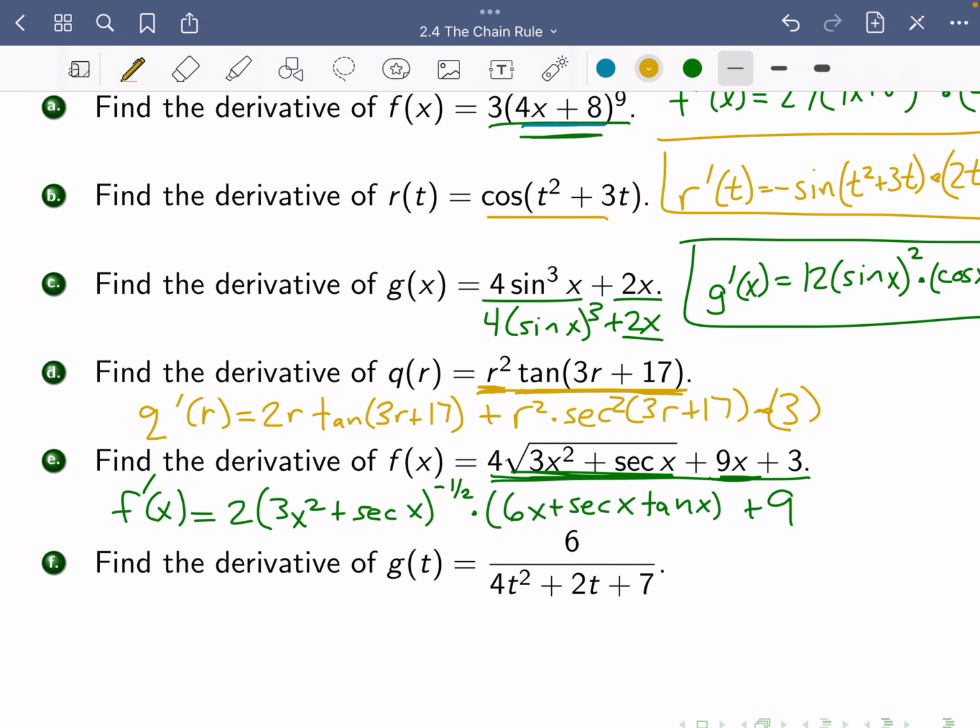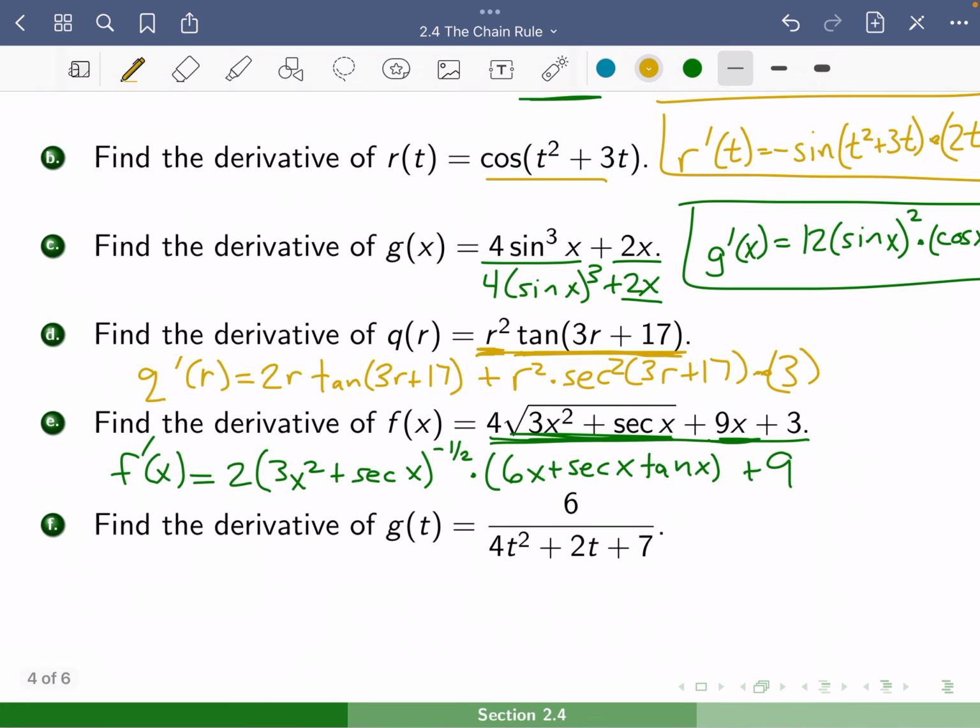Good. And finally, we have g of t is equal to 6 over (4t squared plus 2t plus 7). And as you look at this, you might say, oh, that's great. We can just use the quotient rule. We can fly through that. And I would say that is absolutely true. But let me show you one other way we could now think of this problem. So before we take our derivative, we could write it as 6 times (4t squared plus 2t plus 7) to the negative first power.